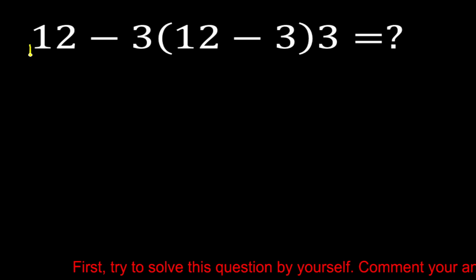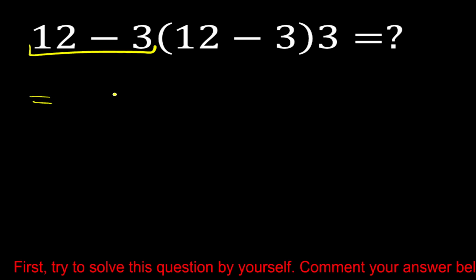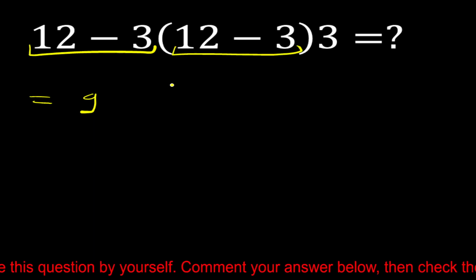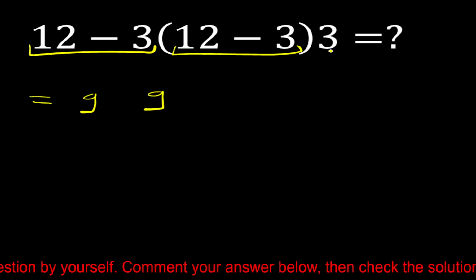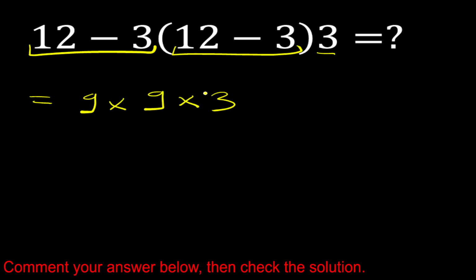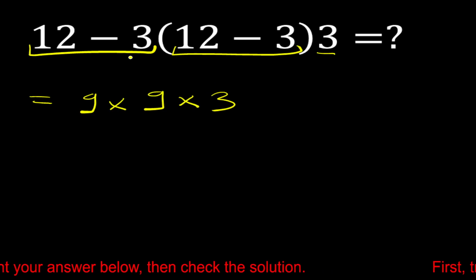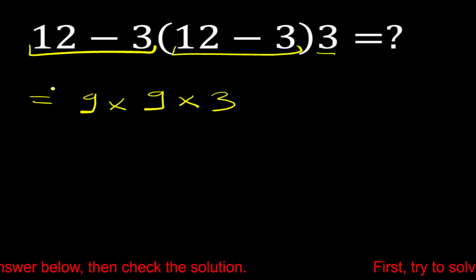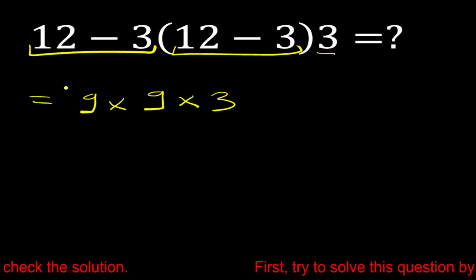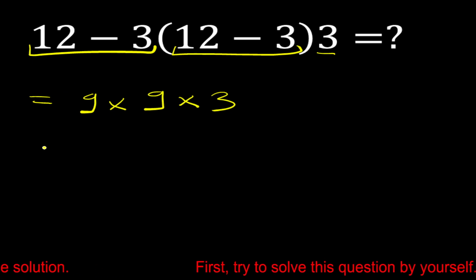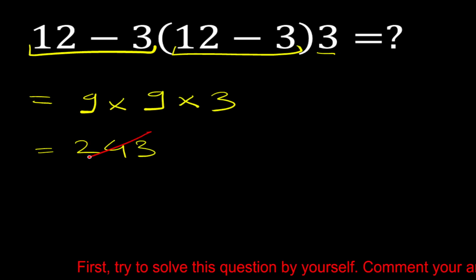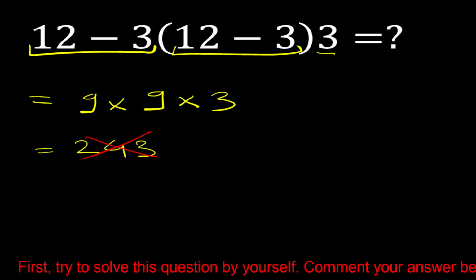So 12 minus 3 is equal to 9. Then again, 12 minus 3 is equal to also 9. Then 3. So 9 multiply 3. Okay. So 9 multiply 9 is equal to 81. And 81 multiply 3 is equal to 243. Okay. But this answer is not correct. This answer is completely wrong.